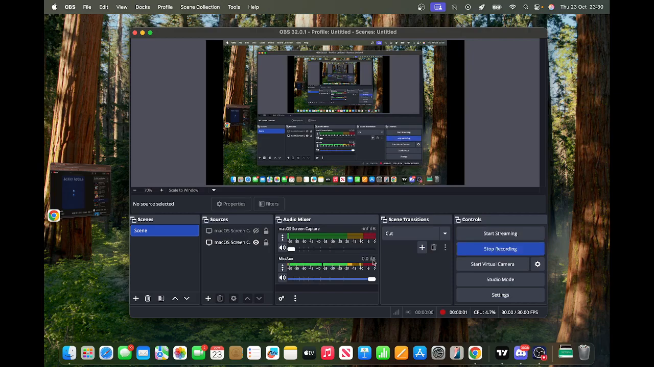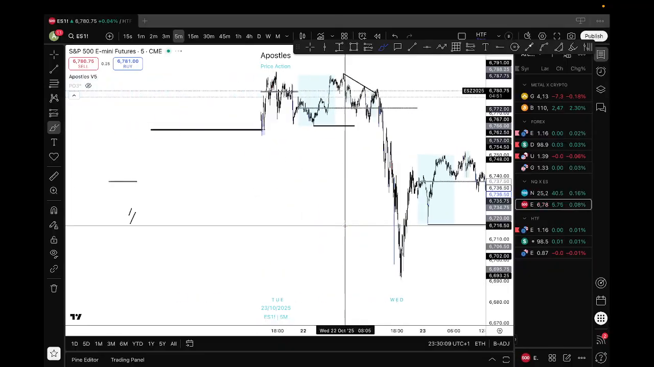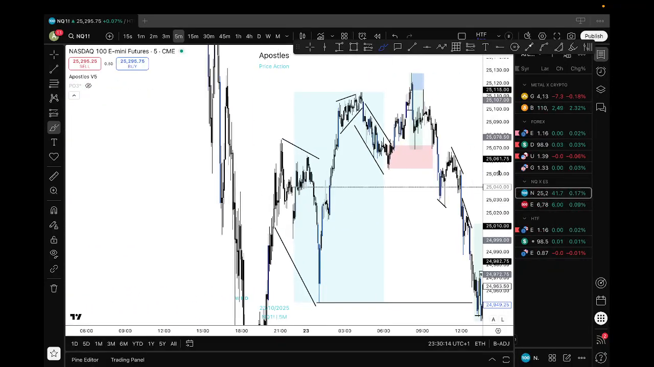Yep, PA breakdown for Thursday. Let's carry on this roll, you know what I mean? Cool. Start with NQ and ES.